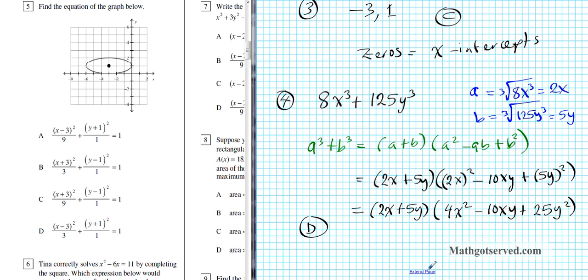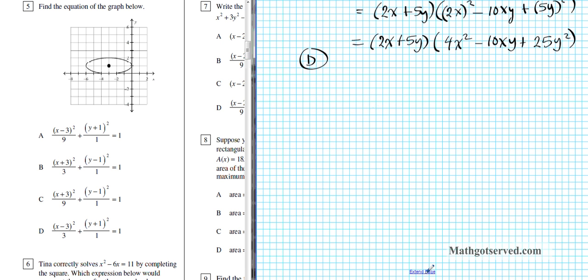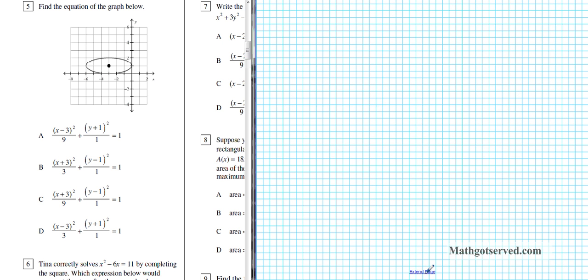All right, let's take a look at question number 5. We have an ellipse that has been sketched for us, the graph, and we're asked to find the equation. So first thing we want to determine is the center. The coordinates of the center is -3, +1. If you count 1, 2, 3, -3, +1.